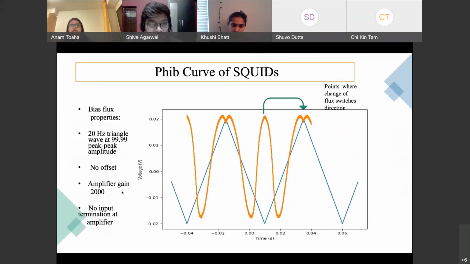And as I have explained in my above slide, the orange part shows the output wave, and the blue part shows the input wave. So this is the point where the change of flux switches direction, which is equal to 1 flux quanta. Now suppose the applied magnetic flux is increased up to phi naught by 2.